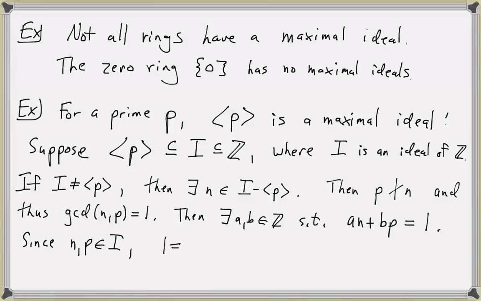So since a n and b p are elements of the ideal I, 1, which is the sum of two elements in the ideal, must be in I as well. But since the ideal I contains a unit, the unit 1, I must equal the whole ring, which is the integers.